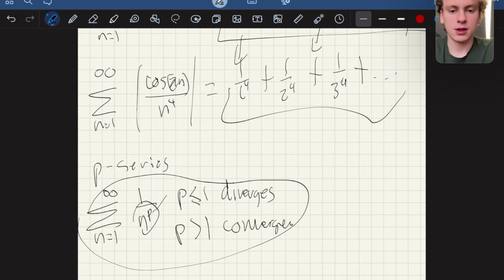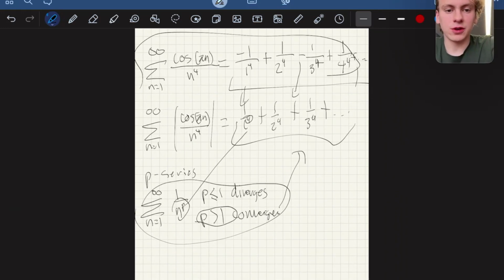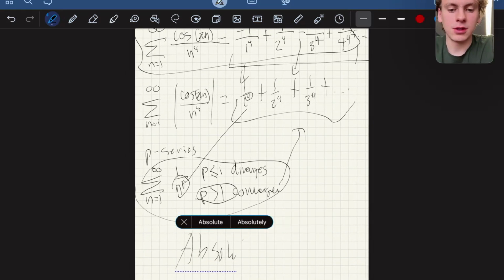Here, p is 4, and since 4 is greater than 1, this series converges. So since this original series, when placed in absolute terms, converges, we can say that it is absolutely convergent.